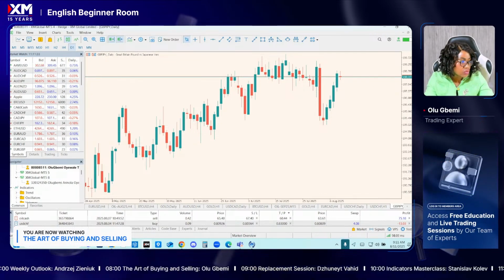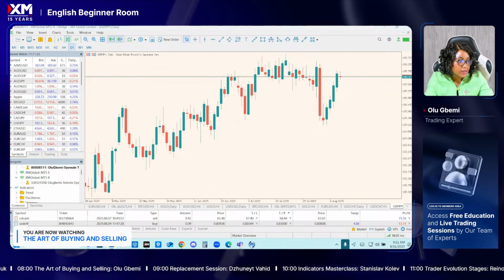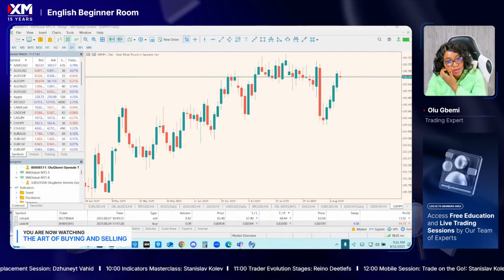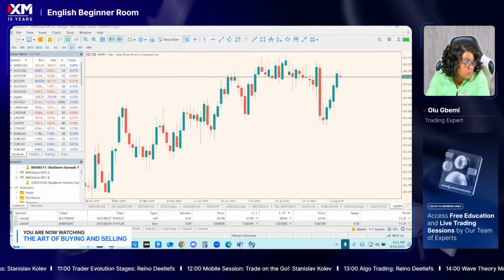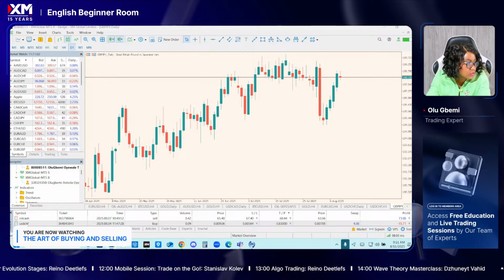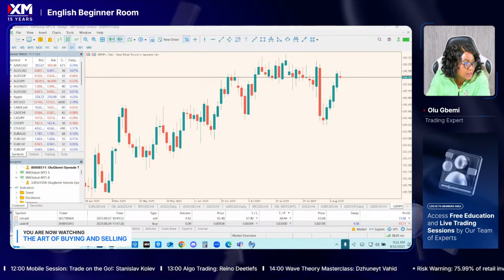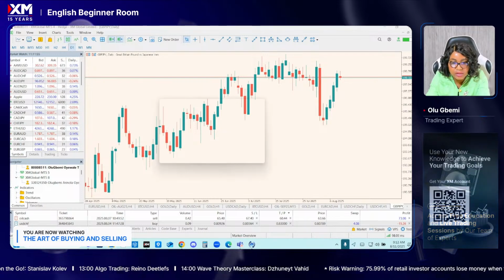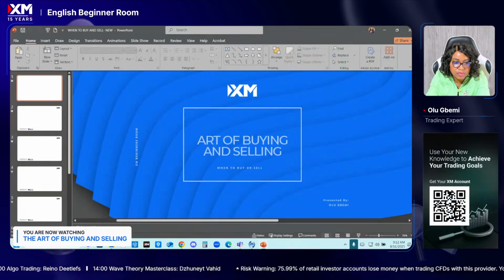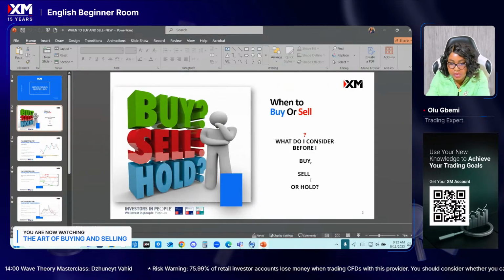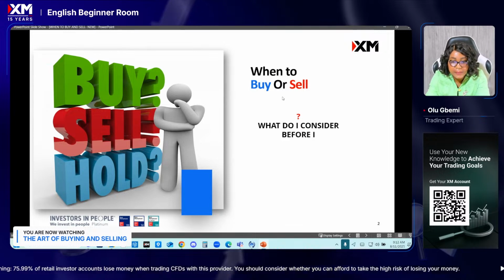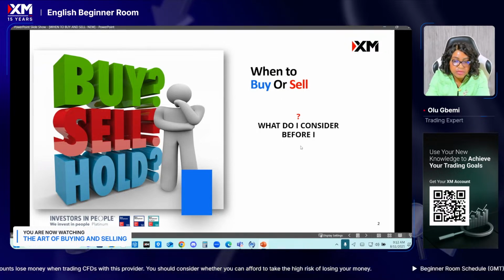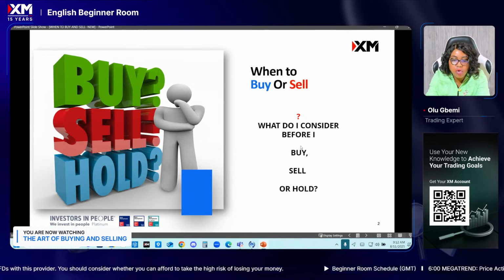And then when I come to technical analysis, what are some things I want to look out for that will help me to trade the markets well? What are some rules I want to have in place? What do I look out for? I open up my chart. I am trying to analyze the market. How do I know when to buy and when to sell? So I'm going to bring out a slide as well that can guide us in this regard. All right. So I'm asking myself when to buy or sell. What do I consider before I buy, sell, or hold?